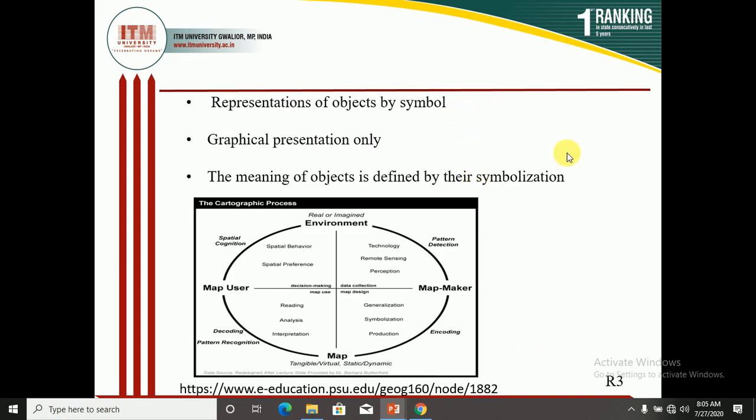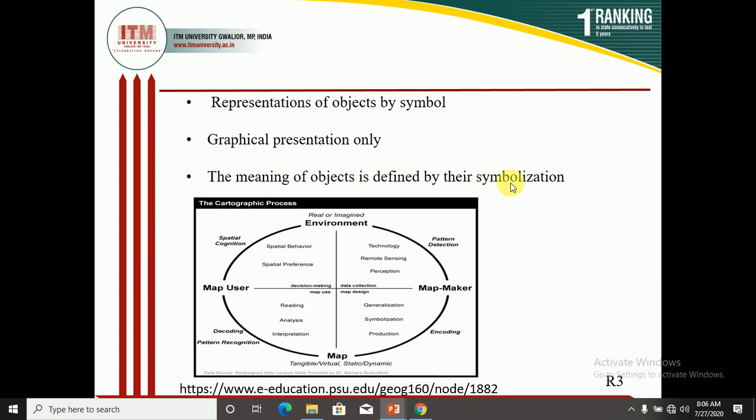Three important characteristics of cartography are as follows. First, in a cartographic map, all the objects are represented by a specific symbol. Like rivers are represented by a specific symbol, trains are represented by a specific symbol, and buildings and moving vehicles, each and everything has a specific symbol to represent it. Only graphical representations are made in the cartographic map, meaning no detailed description of any particular object is available, and the meaning of the object is easily understood by the specific symbol assigned to that particular object.